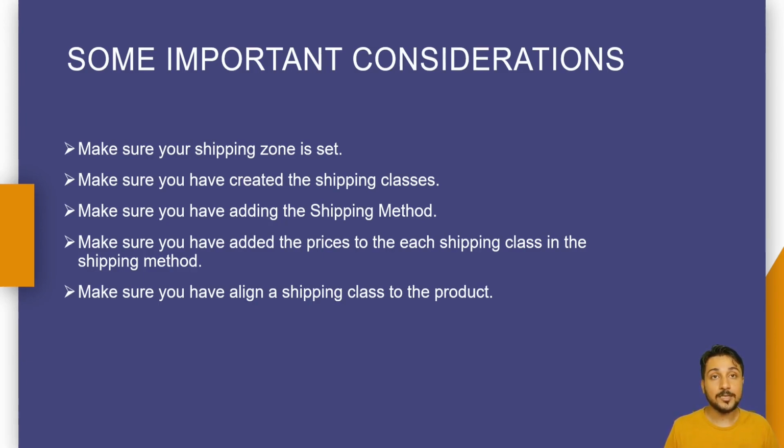So if you followed all these, then your shipping class would be working, and you can assign different prices as per the different dimensions that you have for the shipping. So let's just go ahead and take a practical look at it.